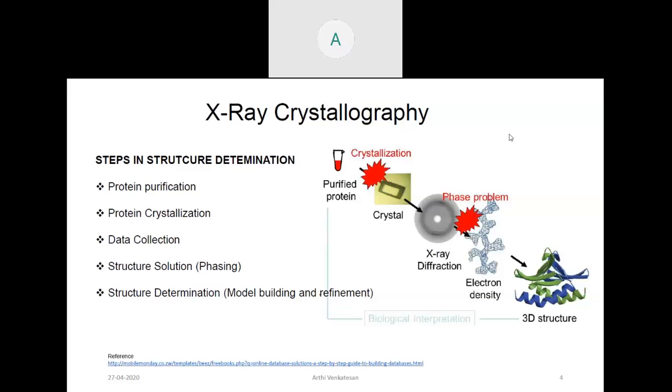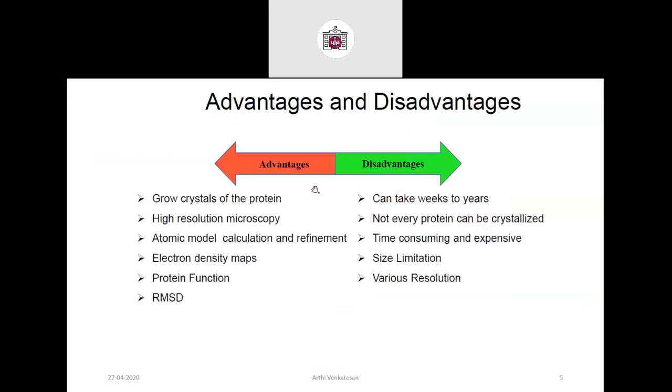Okay. So what are the advantages and disadvantages associated with X-ray crystallography and NMR methods? For example, the best advantage is that you can grow crystals of the protein and get high resolution, and here you can calculate and refine the model, and based on electron density maps you will get a good model, and protein function can be determined. RMSD, you know very well, is called root mean square deviation. And what are the disadvantages associated with this type of method?